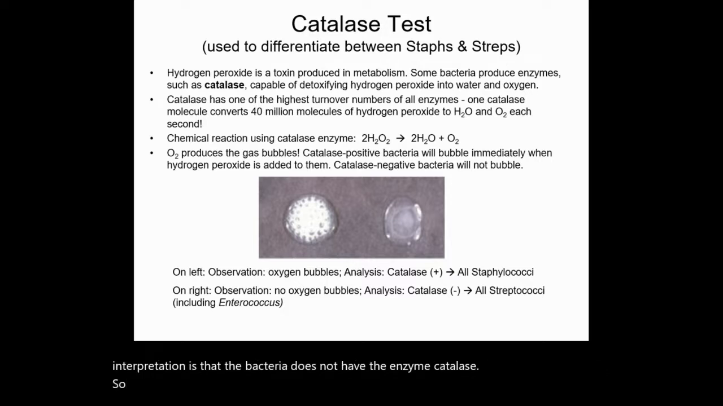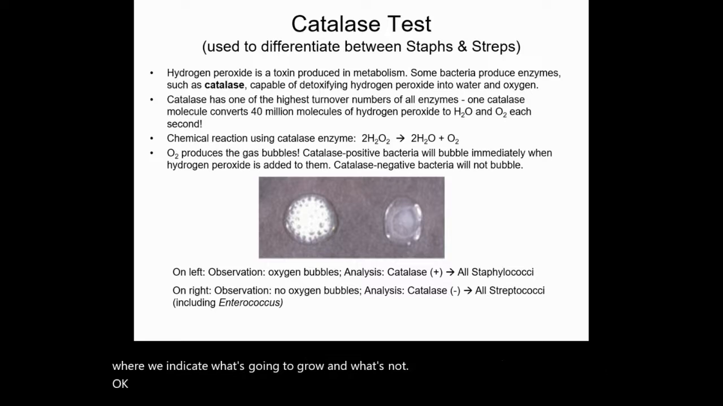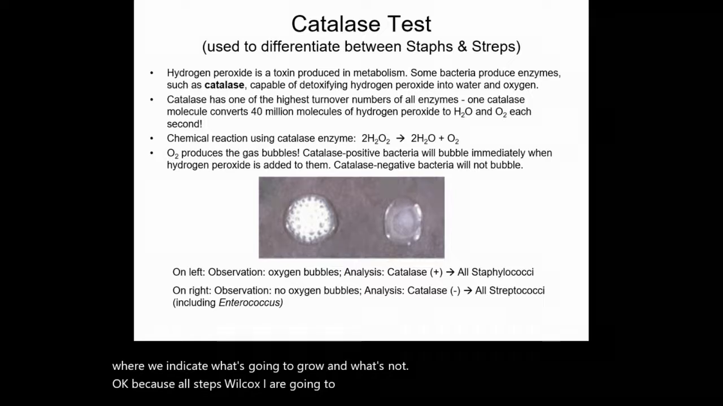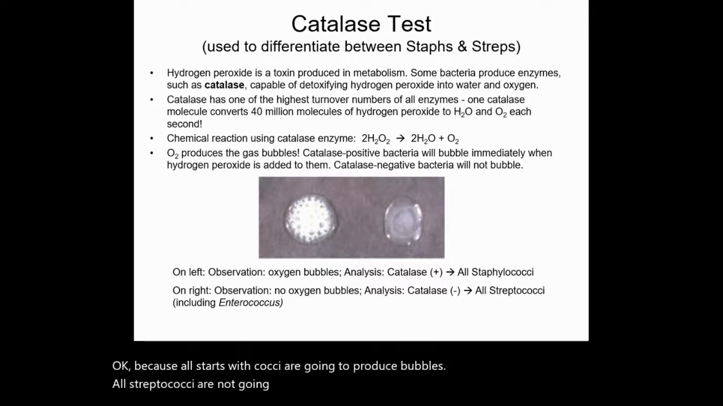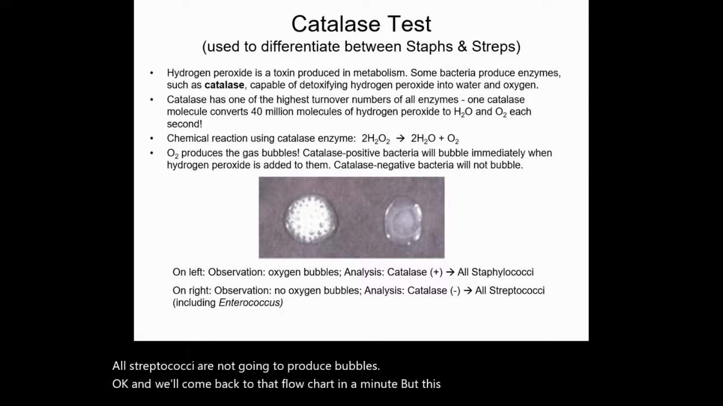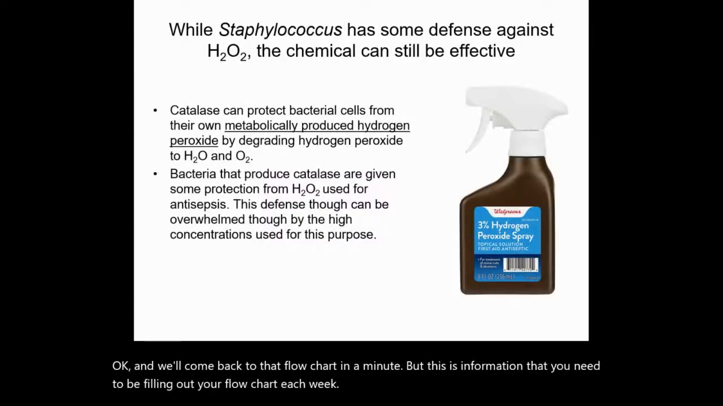So notice on the PowerPoint, lots of information that you need to know, but pay attention to where we indicate what's going to grow and what's not, okay? Because all Staphylococci are going to produce bubbles. All Streptococci are not going to produce bubbles, okay? And we'll come back to that flow chart in a minute, but this is information that you need to be filling out your flow chart each week.